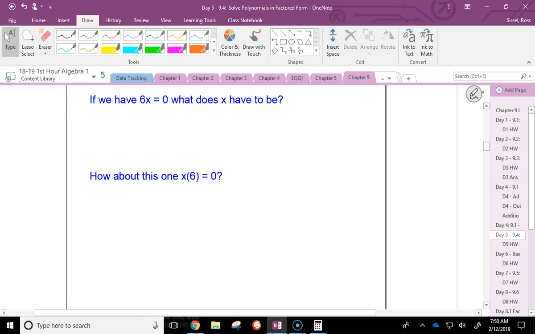The first thing is fairly simple. It's an easy idea that we have to get used to. It says, if we have 6 times x, 6x, equals 0, what does x have to equal? 0. It has to equal 0. Okay, well what about this one? If I say x times 6, I switch the 2 numbers around, what would x have to equal this time? Still has to equal 0, right? Now, if your homework would be like this, we'd be set.